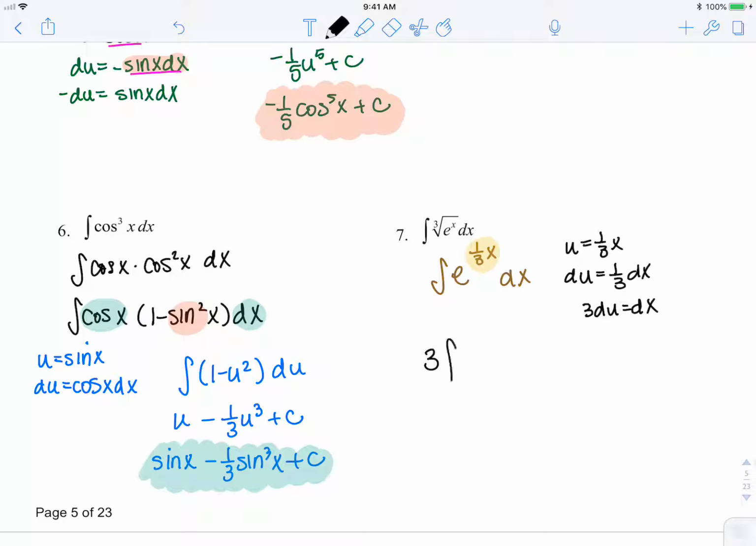So this becomes 3 integral e to the u du. And this one's easy. Antiderivative of e to the u is e to the u plus c. So this is 3e to the 1/3 x plus c. So u substitution is helpful when we see compositions of functions and some form of their derivative in the answer.